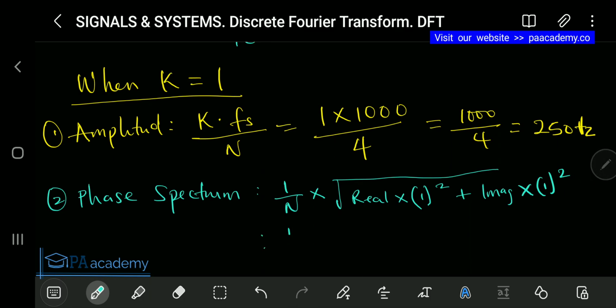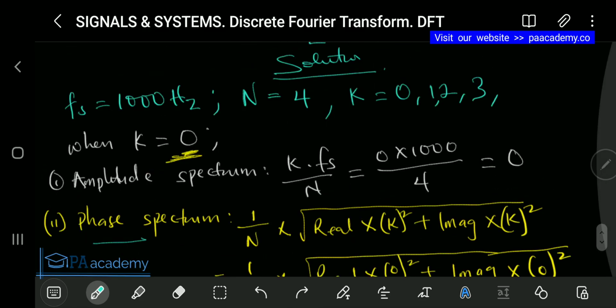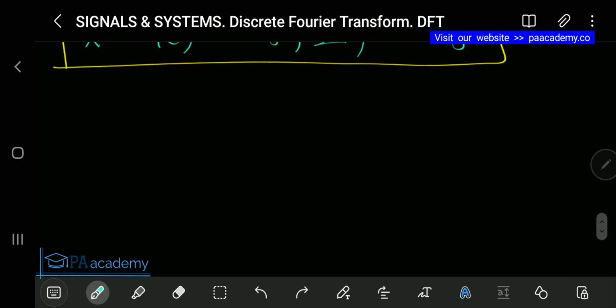Okay, so that will be 1 over 4 times, so the real part of x of 1. Let's go and pick what the real part and imaginary part of x of 1 is, and we'll get that from the A part of the question, the one we solved in the previous video. But let's go there and check what the real and the imaginary values are for x of 1. That means when k is equals to 1. So let's see.